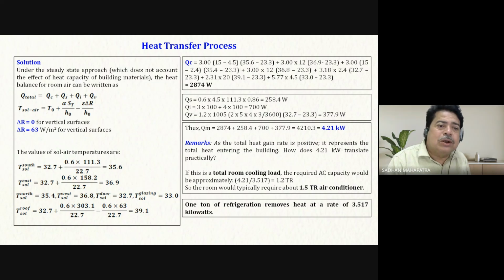So basically we try to look at how to estimate the cooling load, and based on the cooling load, how we can translate it into tons of refrigeration, because that's the number we generally need when we are going to purchase an air conditioner.